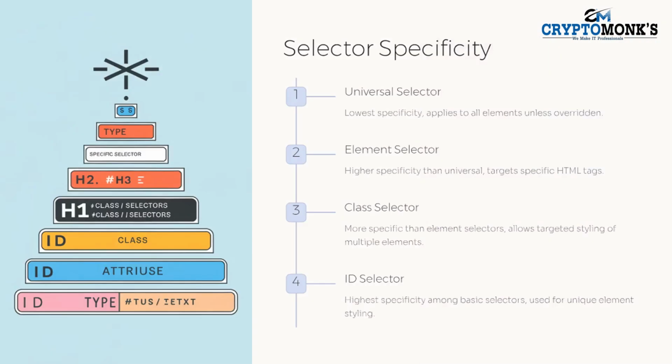Selector specificity. Universal selector: lowest specificity, applies to all elements unless overridden. Element selector: higher specificity than universal, targets specific HTML tags. Class selector: more specific than element selectors, allows targeted styling of multiple elements. ID selector: highest specificity among basic selectors, used for unique element styling.